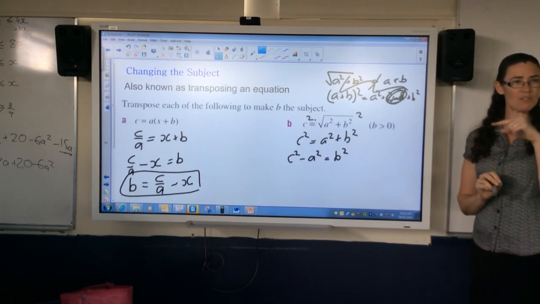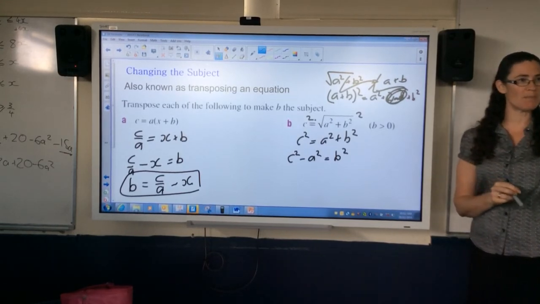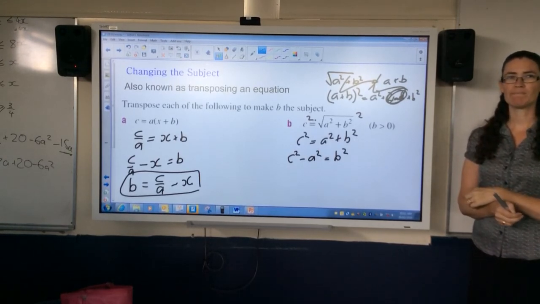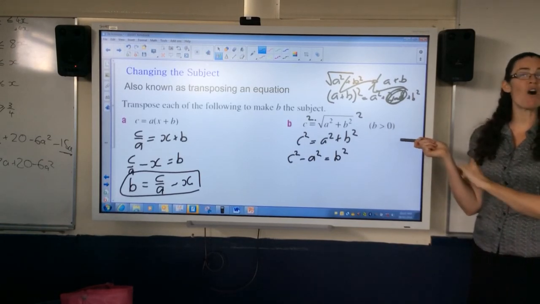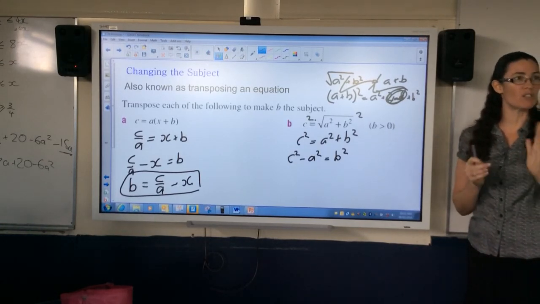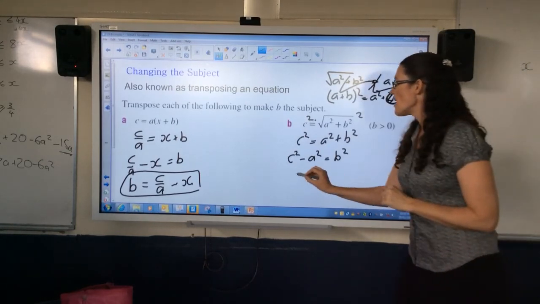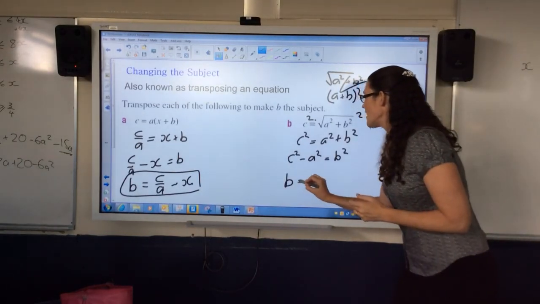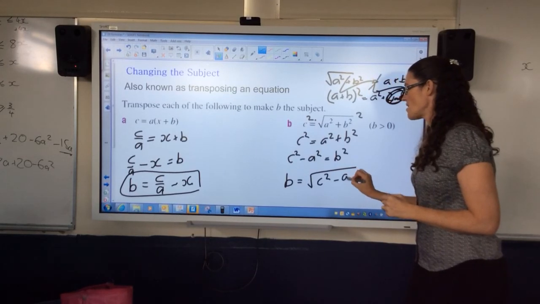Now to get rid of the squared, square root. Normally when I square root I have to write a plus or minus. Do I have to this time? Why not? Because it says B is bigger than 0. So I don't need to say plus or minus. Normally I do, but because of this I don't need to. And again I'm going to stick the B out the front just because it's prettier. And I'm going to have the square root of C squared minus A squared.